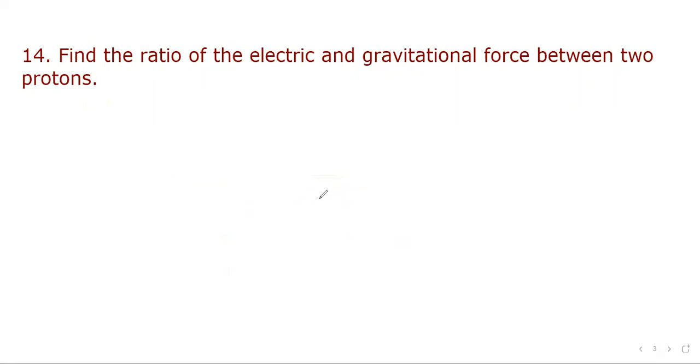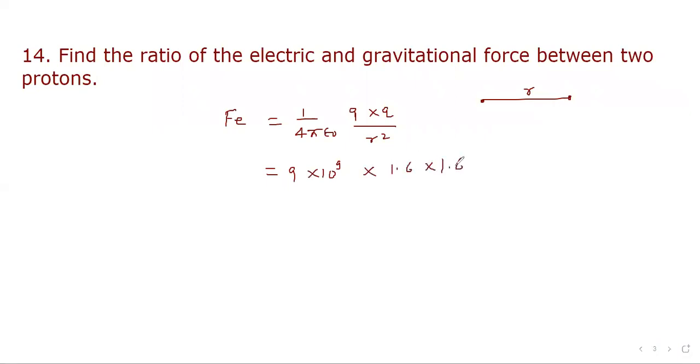The next question is to find the ratio of electric and gravitational force between two protons. So Fe, suppose they are placed at a certain separation R. So Fe will be 1 upon 4 pi epsilon naught times Q square divided by R square. So that is 9 into 10 to the power 9 times 1.6 into 1.6 into 10 to the power minus 38 divided by R square. This is equation number 1.